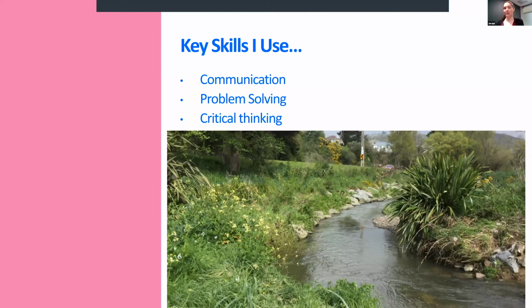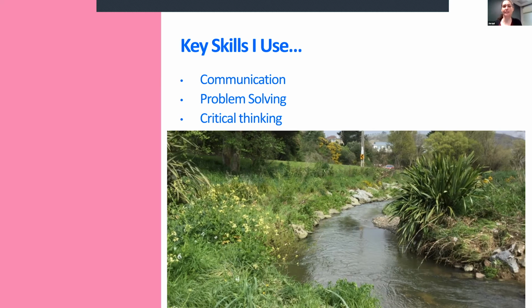The next one is problem solving. People will come to us with a problem: a stream is eroding and it's affecting a road, so they need to address that somehow. So we come out, we look at what the problem is and work out the best way to address it without causing other issues, because rivers do have a mind of their own sometimes, and if you do one thing, they like to do something else.